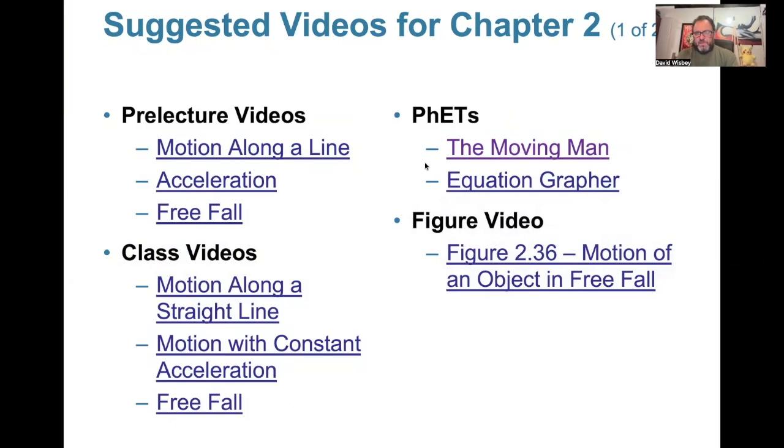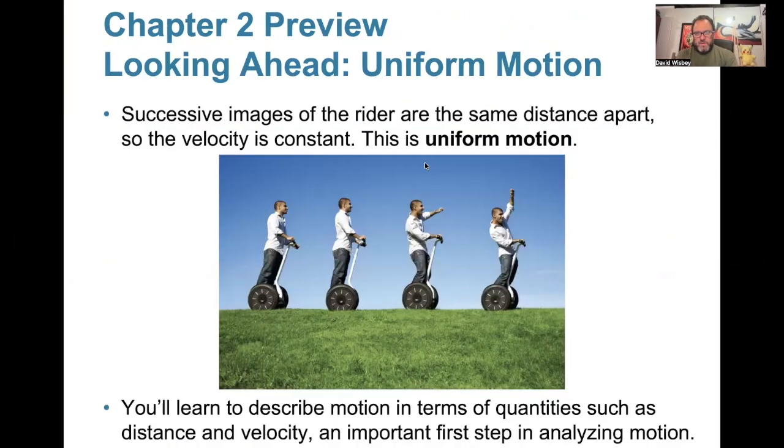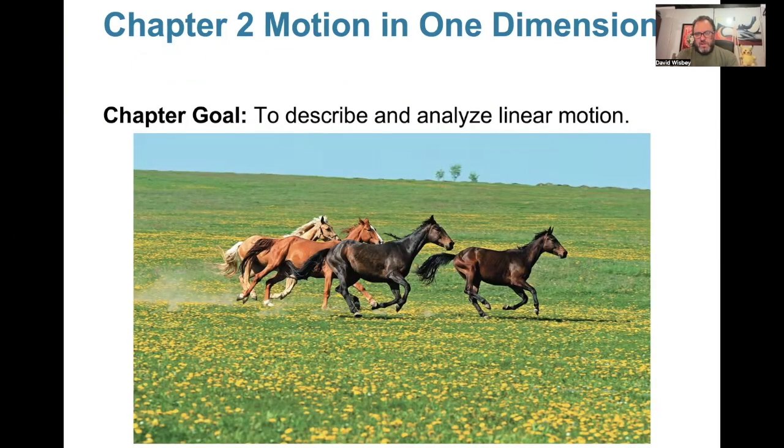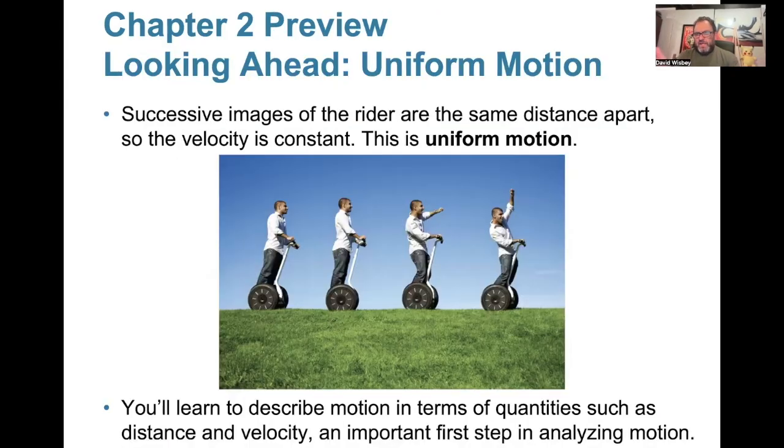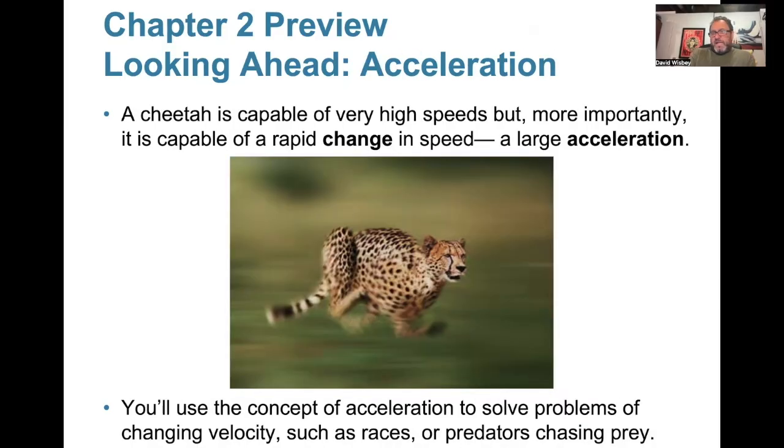Anyways, let's keep going. All right, so we're gonna talk about linear motion. It could be a horse running, maybe the horse is speeding up or slowing down, but it's moving in a straight line. You can have uniform motion where the velocity is constant, so there's no acceleration. Okay, so that would be uniform motion. Or you could have acceleration.